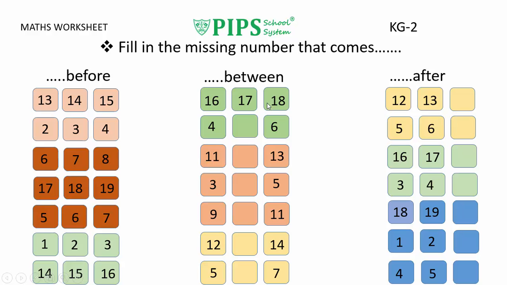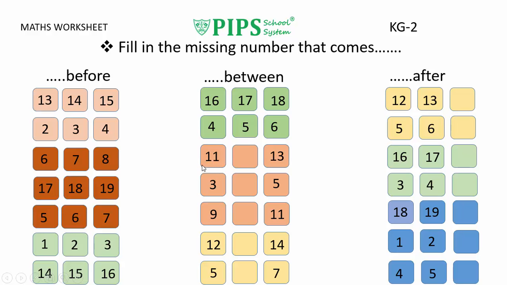16, 17, 18. Let us find the number which comes between 4 and 6. Start counting from 1, 2, 3, 4, 5. 5 comes between 4 and 6. So we will write the number 5 in the empty box like this. 4, 5, 6.